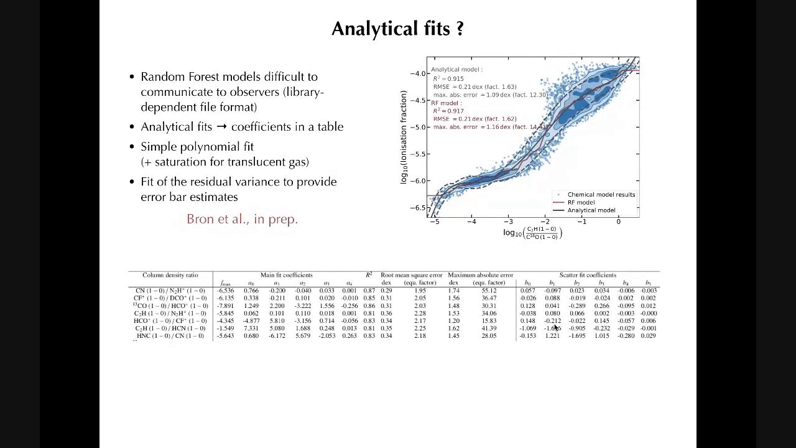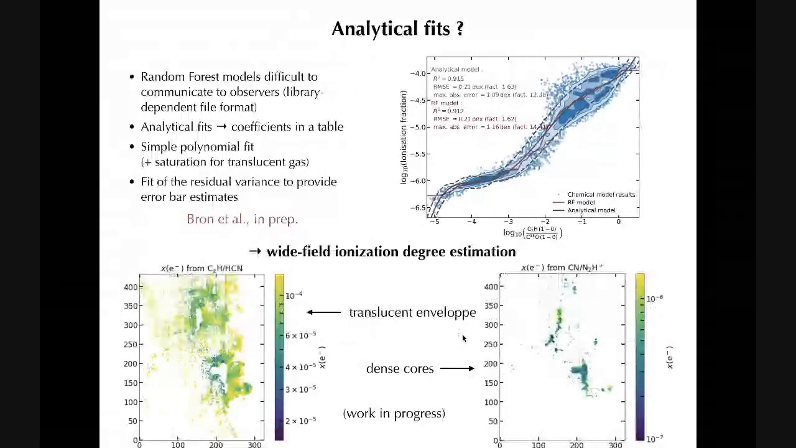So for a more usable result, we also computed simpler analytical fits using simple polynomial formulas, which we can provide as a table of coefficients in the paper. And we also provide a fit of the scatter around the main relationship so that people can estimate also the uncertainty when they use those formulas. And once we have this, we can start estimating the ionization fraction over a wide field.